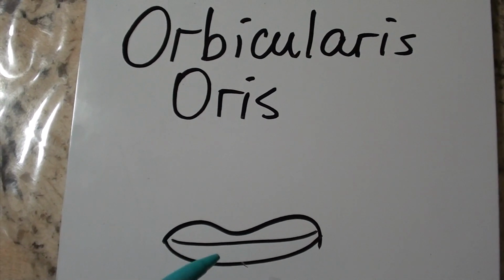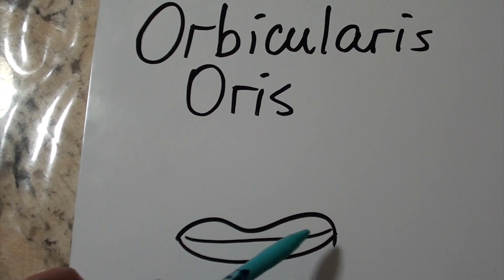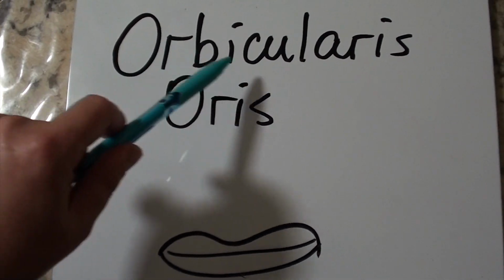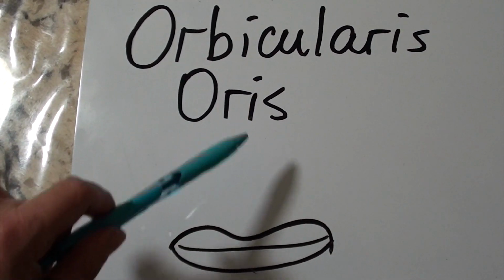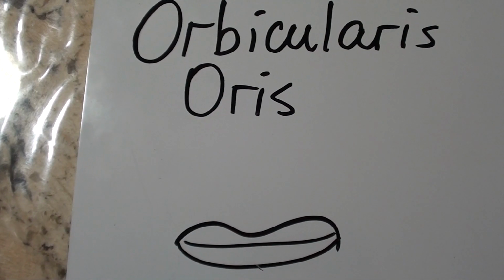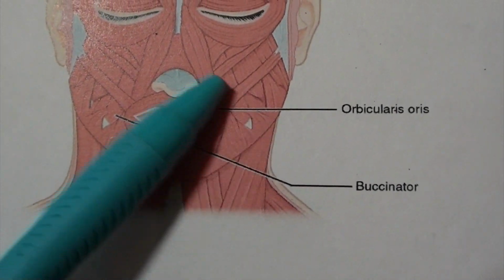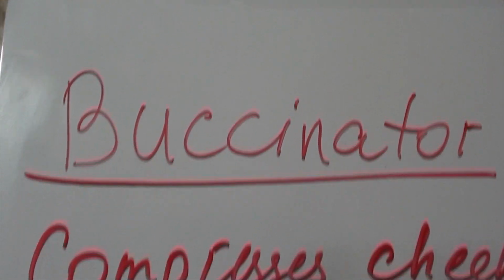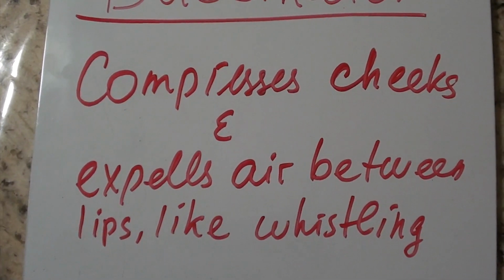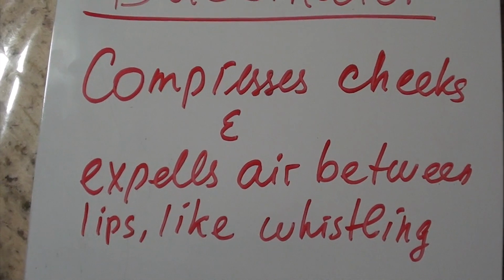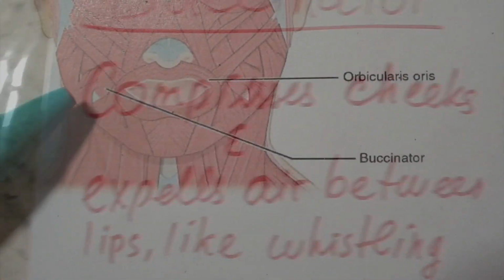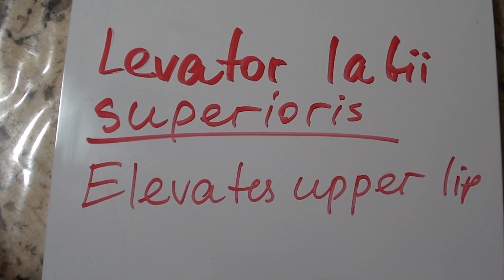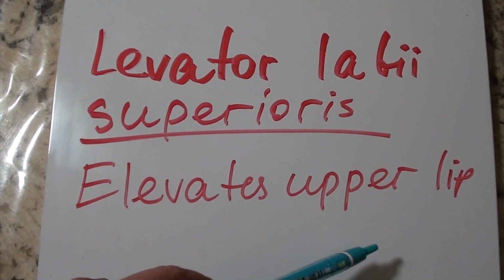Orbicularis oris is the round muscle around the lip. Orbicularis, the orbit is round, oris, the mouth, the orbit of the mouth. Buccinator is a muscle that compresses cheeks and expels air between lips like whistling. Levator labii superioris elevates the upper lip.